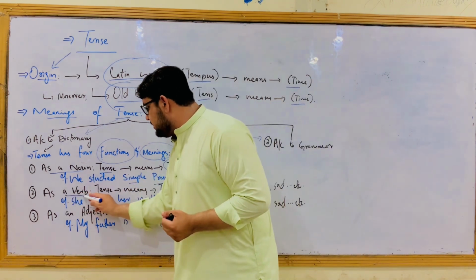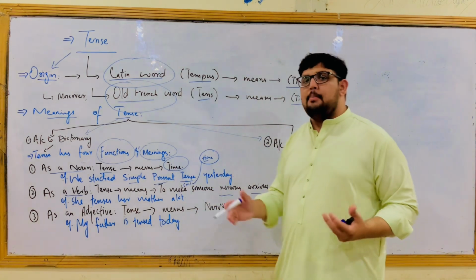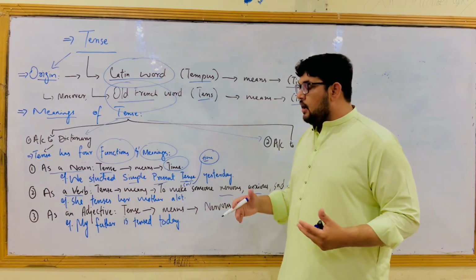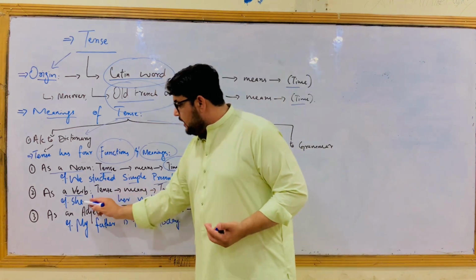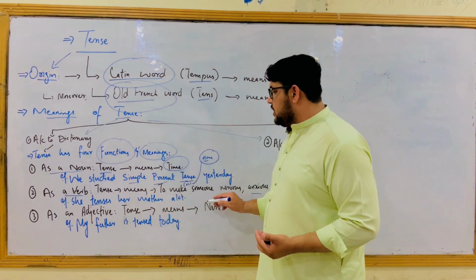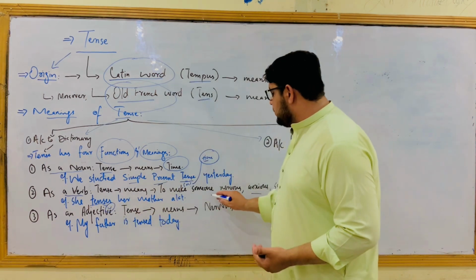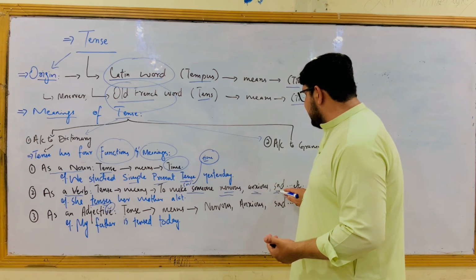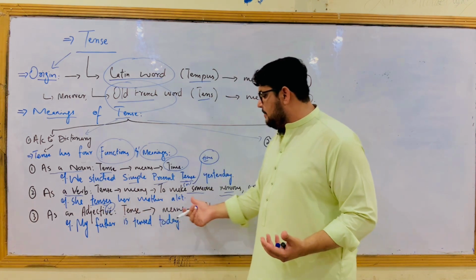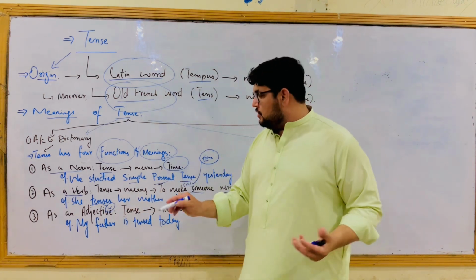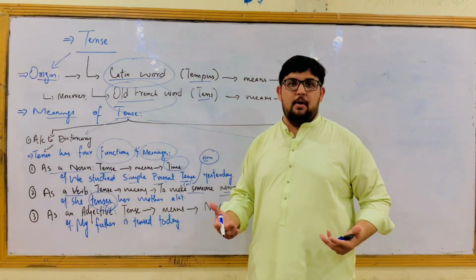Tense as a verb means to make someone nervous, anxious, sad, to bother someone, to tease someone. For example, she tenses her mother a lot. If we see here, tense functions as a verb, and it means to make someone nervous, anxious, and sad. For example, she tenses her mother a lot. So the word tense here functions as a verb, and it means to make someone nervous, to bother someone.